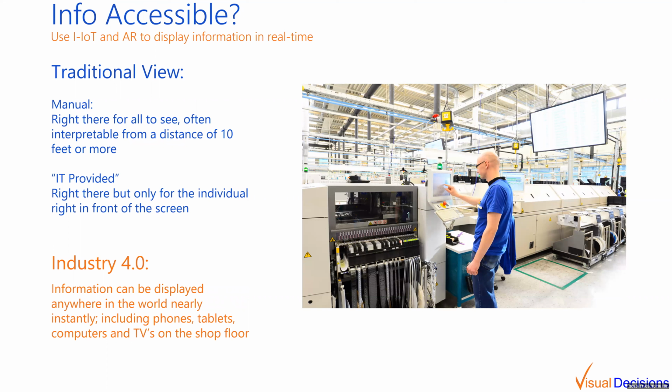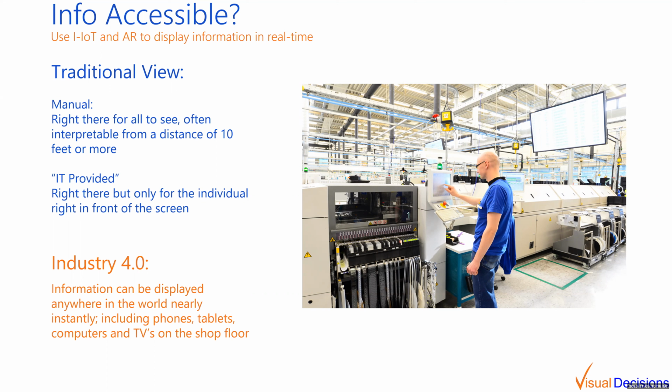Is the information accessible? The traditional view is that if you have a whiteboard, people can see that data from 10 feet or more, and that if it's IT provided, it's right there, but only for the individual right in front of the screen. His idea of the information being displayed is very much with the operator standing right in front of that display. But today we have the possibility of big screen TVs to display that information.